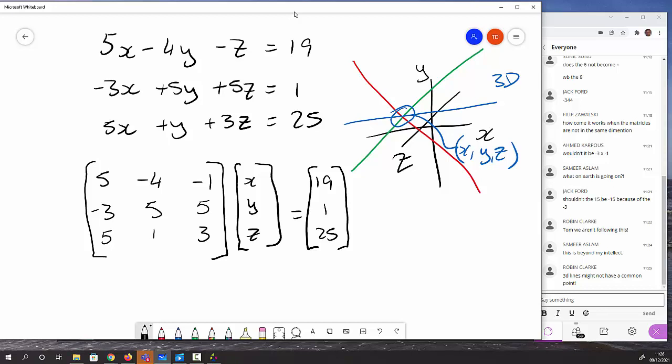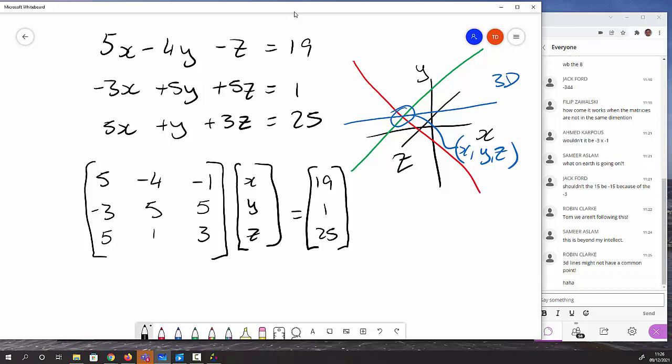Okay, so I've taken 3 equations in 3 unknowns, and I've now rewritten them in matrix form. Is everybody all right with that? We've got 5, minus 4, minus 1. Then in the second row we've got minus 3, 5, 5. And then in the third row we've got 5, 1, 3.